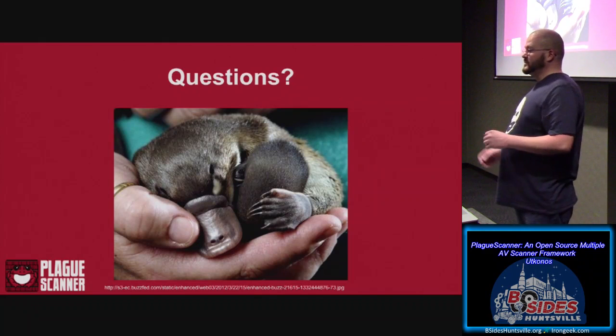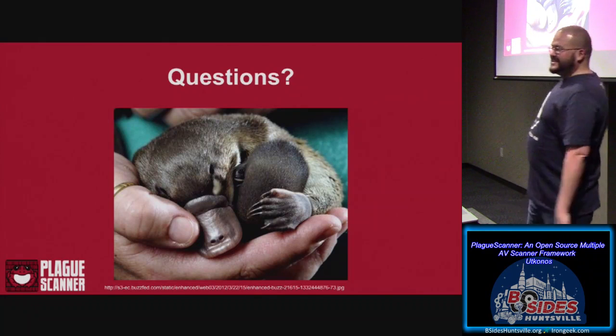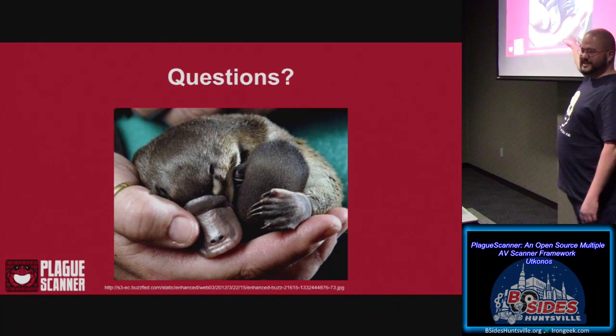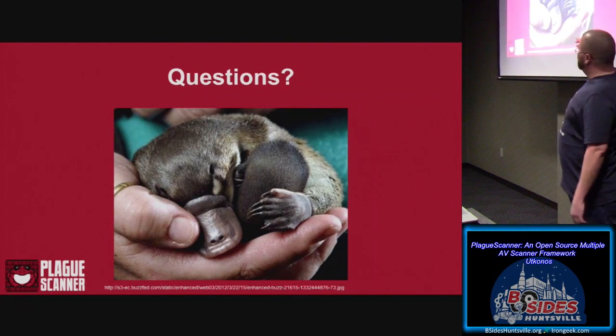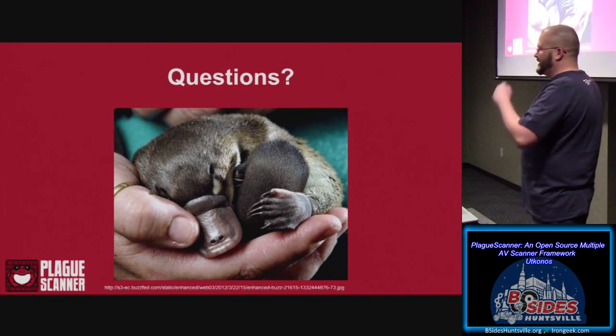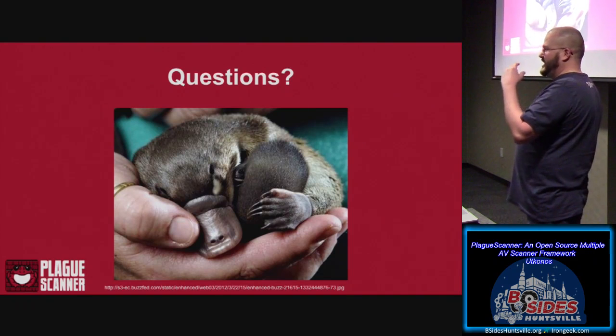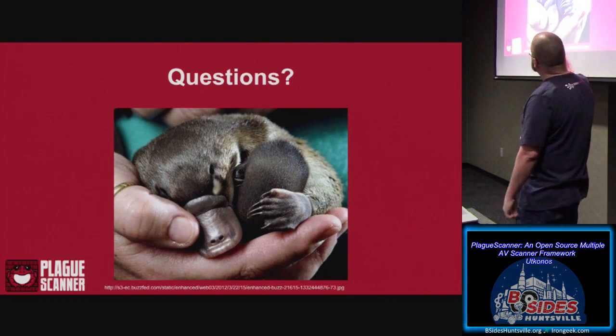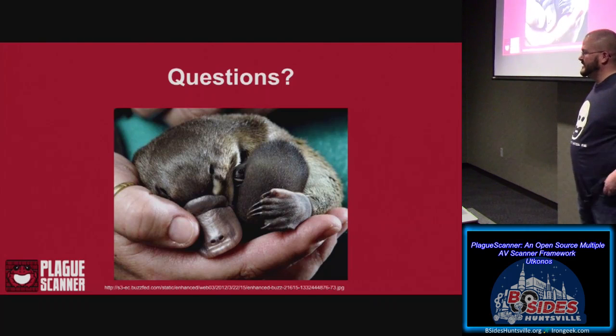What is that? That's a platypus. So that was what I was going to say. This is Utkonos. In Russian, the duck-billed platypus is Utkonos, and Utka is duck, and nos, so duck nose. Any questions?